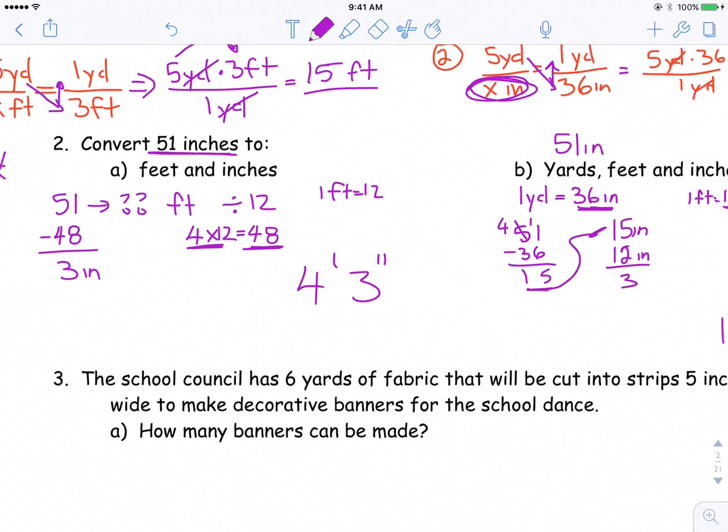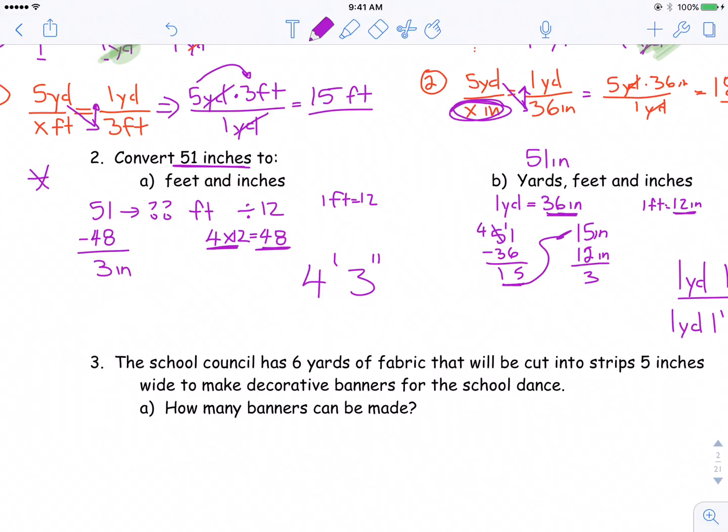A little bit tricky, those ones, because you're just looking for groups. There's no one set method on how to do those. It's just a matter of practicing.